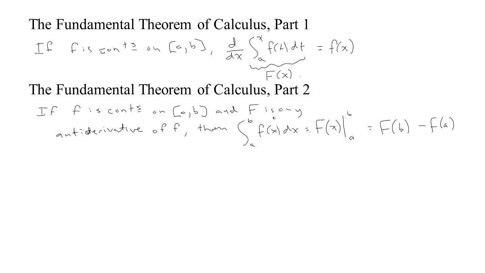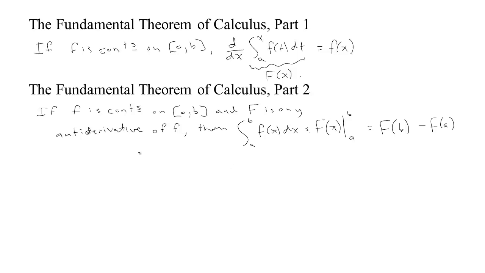Okay, so this is saying that if you have a continuous function and you want to find the limit of the Riemann sums between two bounds, all you have to do is find any antiderivative, and you just take the value of the antiderivative at the top bound minus the value of the antiderivative at the lower bound. So the first part said you can use limits of Riemann sums to create an antiderivative. The second part says you can use any antiderivative to find the limit of the Riemann sums.